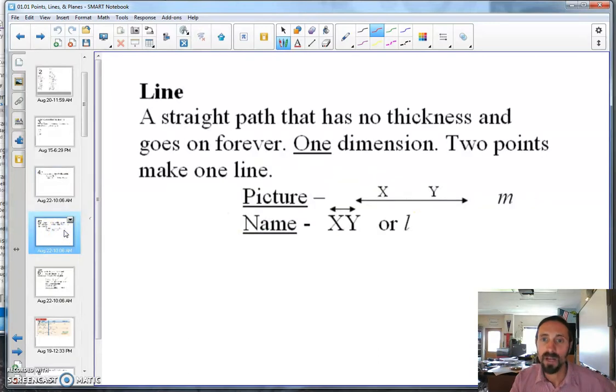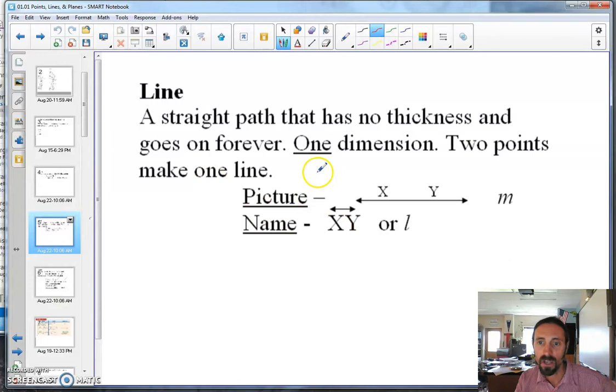A line, a straight path that has no thickness and goes on forever. Now line is in one dimension. It could be in length, it could be width, it could be height. Time is considered a dimension. So any 2 points make one line.